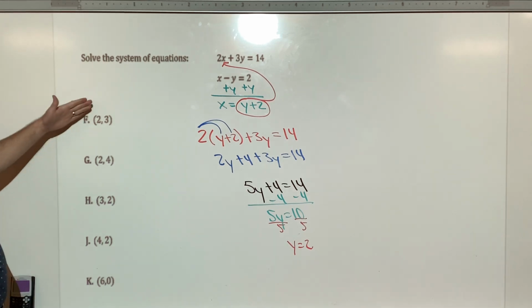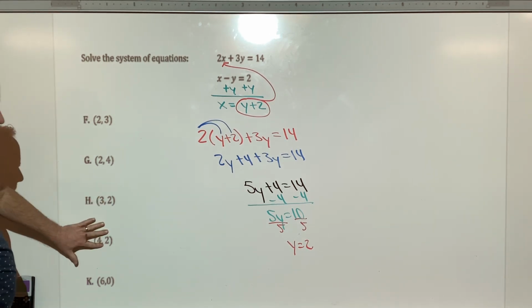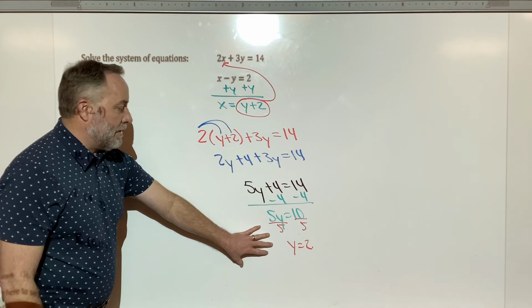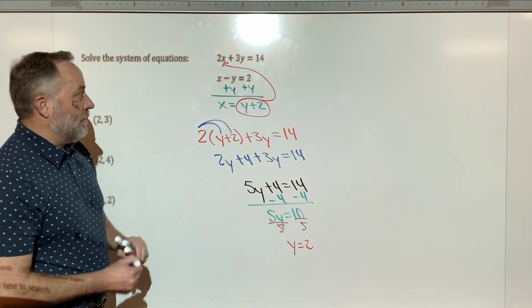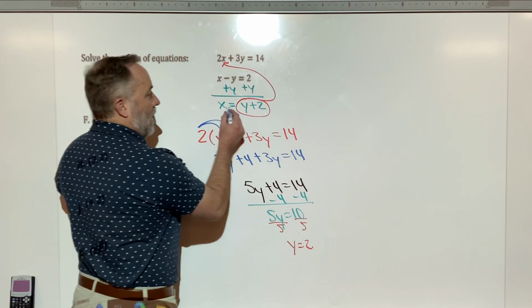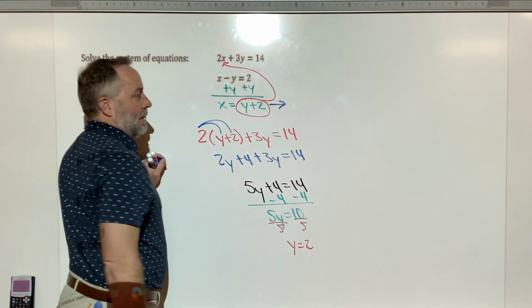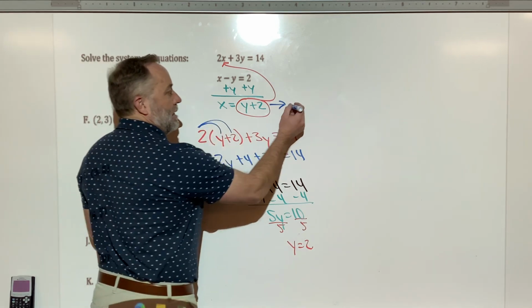And if we look at the answers, there's at least two options that have that y value. The other piece we need is the x value. You can substitute in for y now to any of the equations to solve for x. Probably right here would be the quickest, easiest way to do so because this already has x isolated.